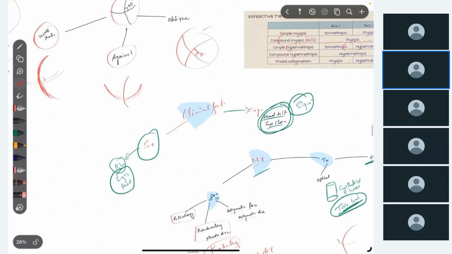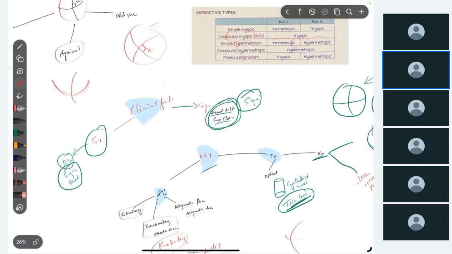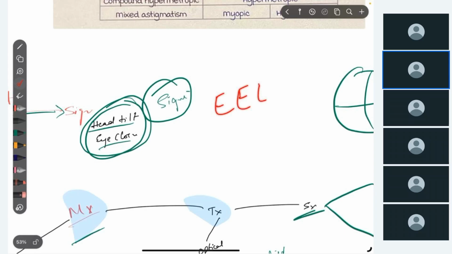Clinical features: as with any other refractive errors, this patient has blurring of vision, headache, eye pain, and all those asthenopic symptoms. Signs: the patient will have head tilt, and difficulty in reading the letters. He will say that the letters are running together. Because of the defect, the ends of the letters appear to merge to him. That is also seen in these patients.